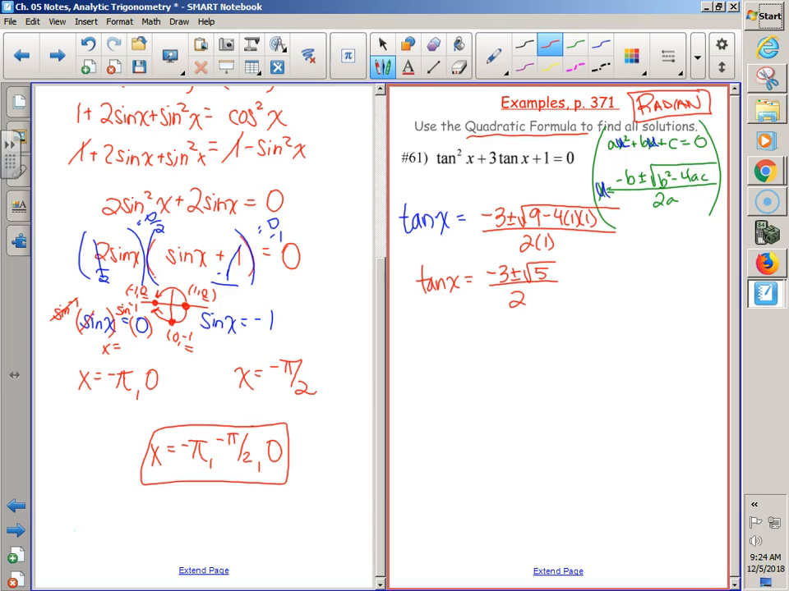There are a few different ways of doing it, but probably the most straightforward way would be to make this guy y1. y1 equals tangent of x. Make this guy y2. I have y1 and y2.